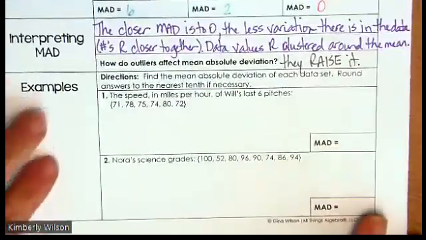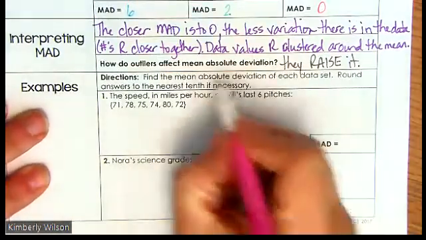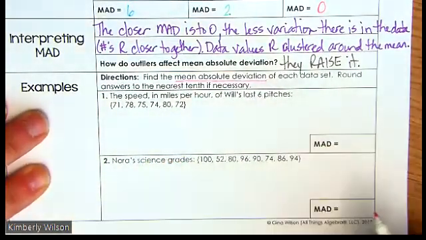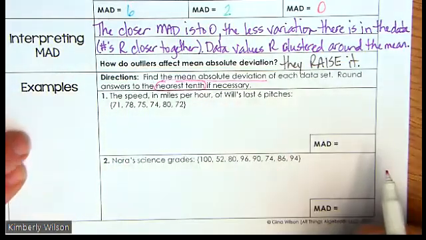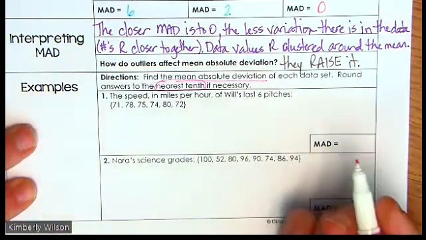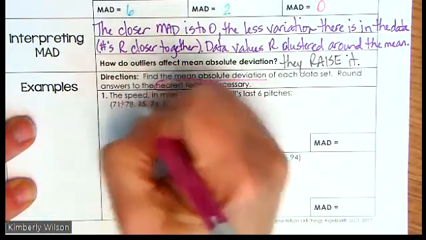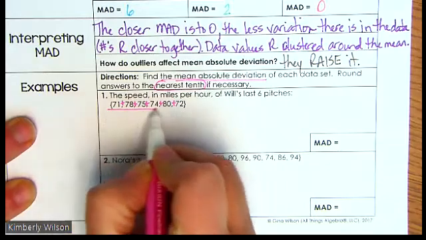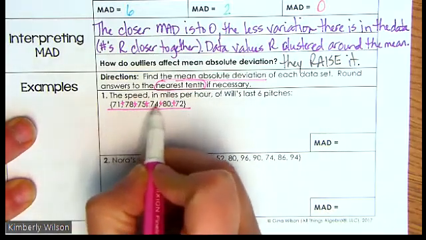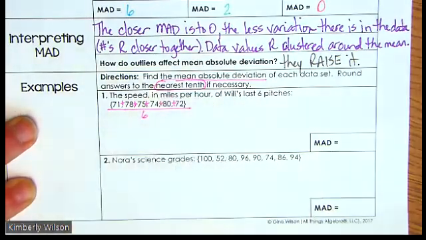All right, number one. Find the mean absolute deviation of each data set. Round answers to the nearest tenth when we're doing this, if necessary. Okay, so the first thing I got to do is find the mean. So I'm going to add all of these together. And yes, you can do exactly what I'm doing here to show the work. 2, 3, 4, 5, 6. So I'm dividing by 6. So in the calculator, I have to do 71 plus 78 plus 75 plus 74 plus 80 plus 72.